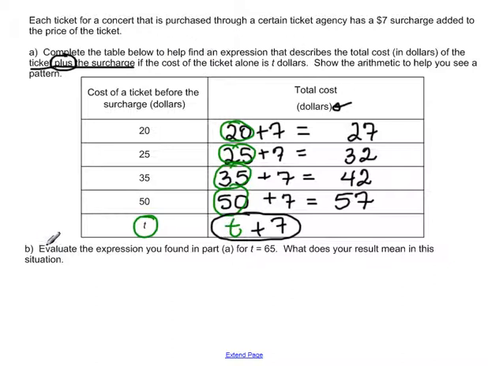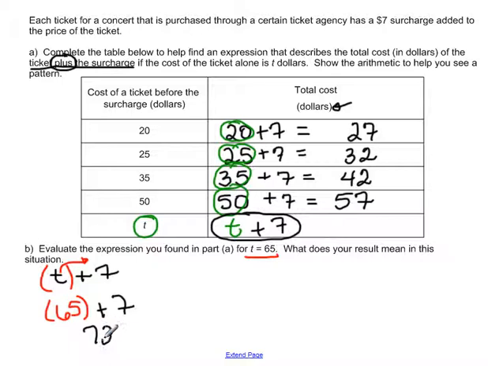Now we're going to do Part B. Evaluate the expression you found in Part A for T equals 65. Our expression that we found in Part A was T plus 7, and they want us to evaluate for T equals 65. So let's go ahead and do that. Let's take that T, slip the T out and replace it with a 65. And to that 65 we're going to add 7. 65 plus 7 gives us 72.